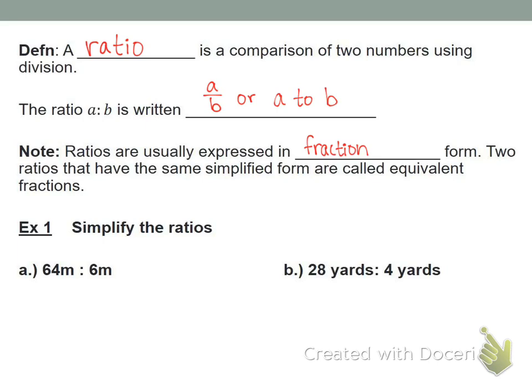So if we are simplifying these ratios, I prefer to write them as a fraction. 64 meters to 6 meters, because then this is a lot like what you would have done in middle school, Algebra 1, anytime you had to simplify a fraction.